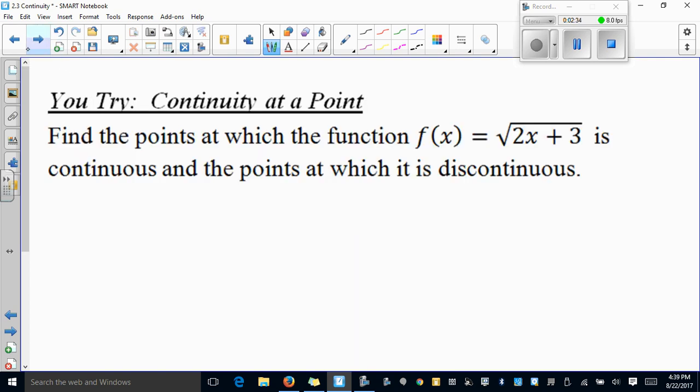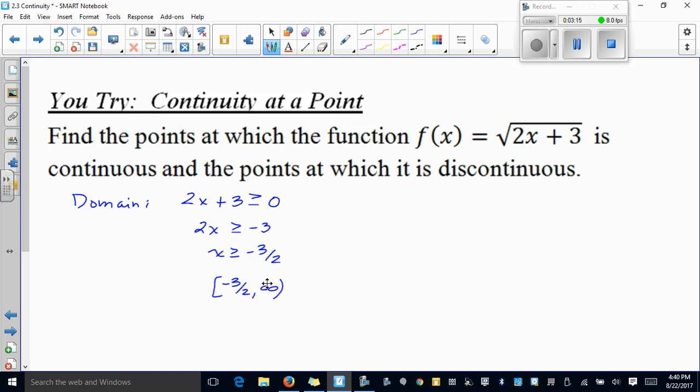Okay, so on this one here, find the points at which the function f of x equals the square root of 2x plus 3 is continuous and the points at which it is discontinuous. So this is just a domain idea. So I take 2x plus 3 must be greater than or equal to 0. Solve for x. So 2x must be greater than or equal to negative 3. x must be greater than or equal to negative 3/2. So in interval notation, negative 3 over 2 to infinity.